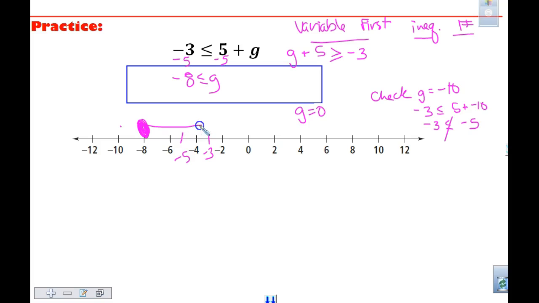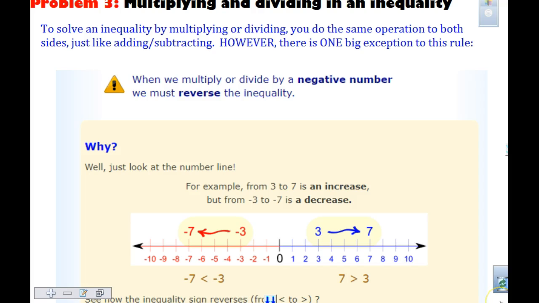So the way that my graph needs to go, what I will ask is that you rewrite it as g is greater or equal to -8 for your final inequality. Put the variable first, so that this is pointing in the same way as your solution, okay? If you put the variable first, the inequality points the same way as your arrow, okay? So, it says to solve inequalities by multiplying and dividing, you do the same operations on both sides as the addition and subtraction.